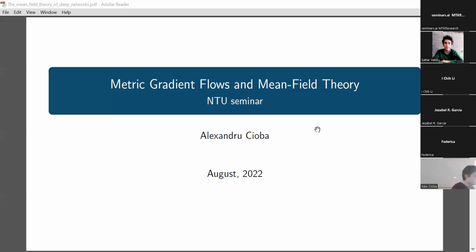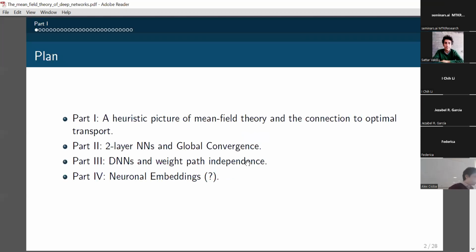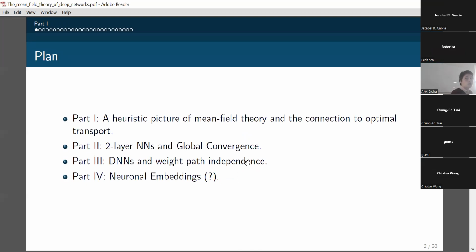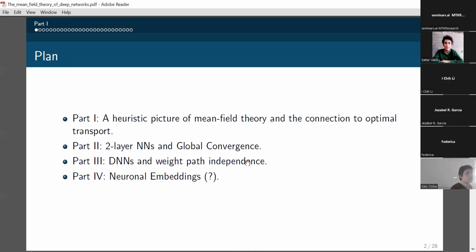Furthermore, I wanted to split this topic into a couple of parts. So today, just to give a very brief overview and intuition of what mean field theory is, and its connection to optimal transport. In the second part, I wanted to talk in more detail about the original application, which is that for two-layer neural networks, and see some of the available global convergence results in that case.